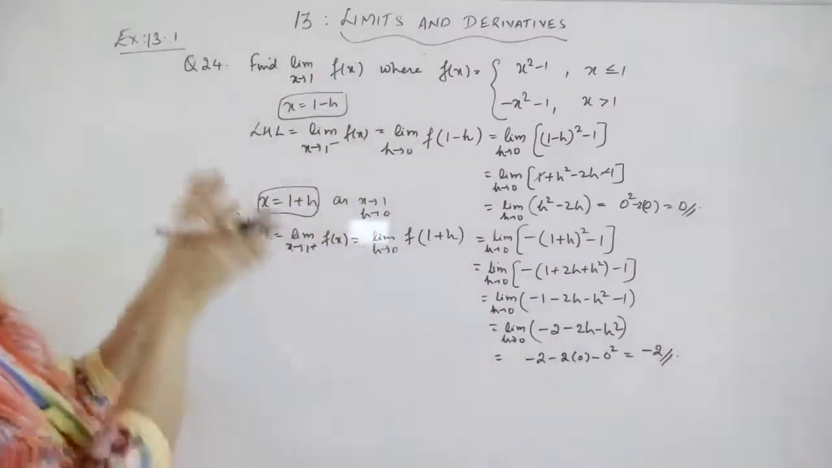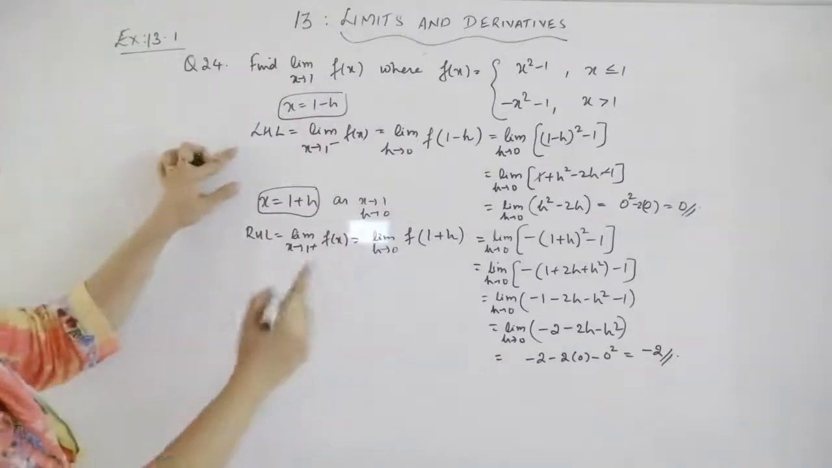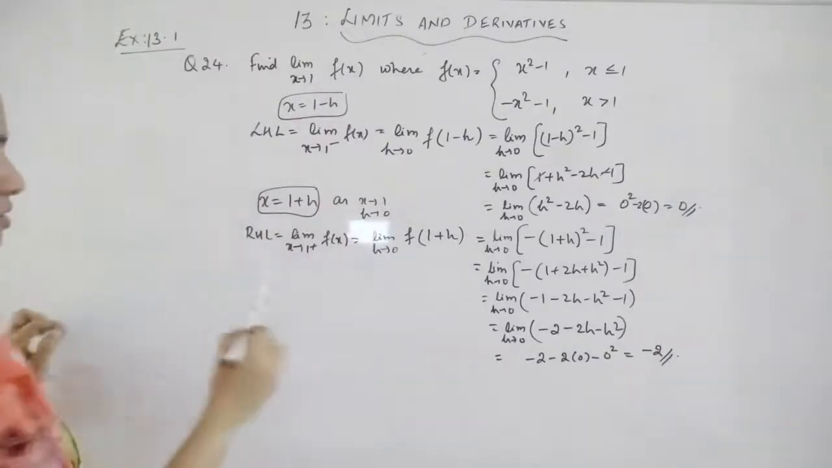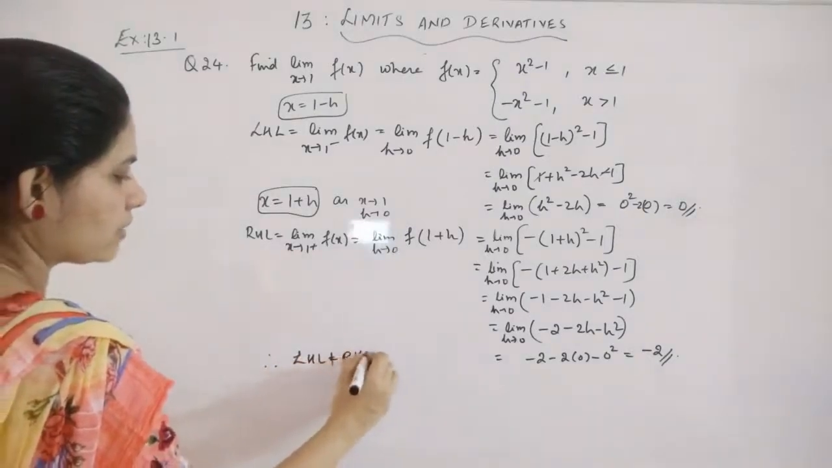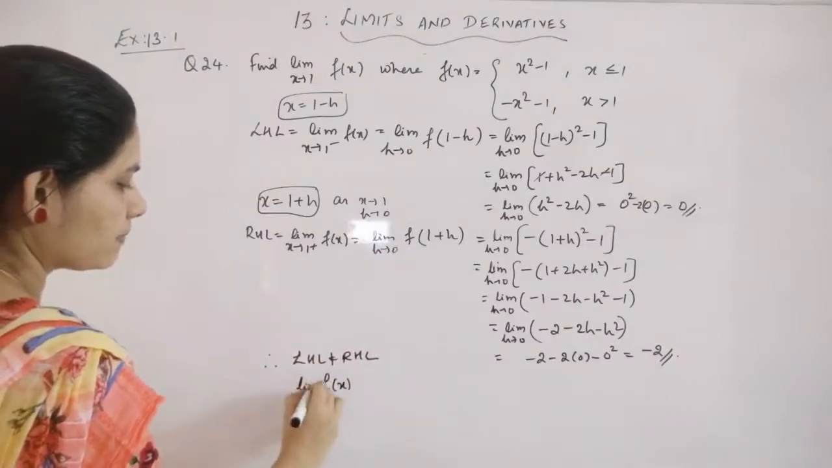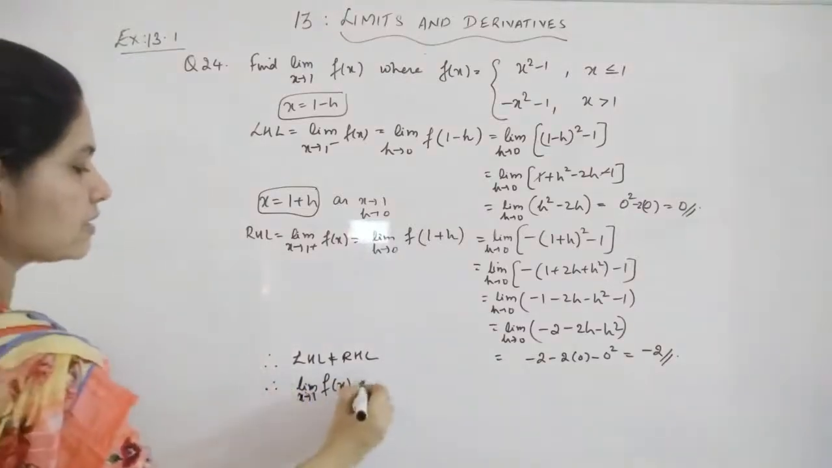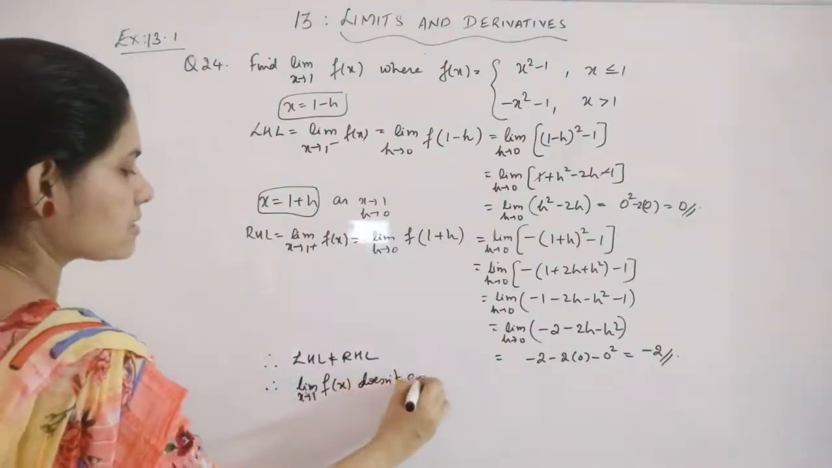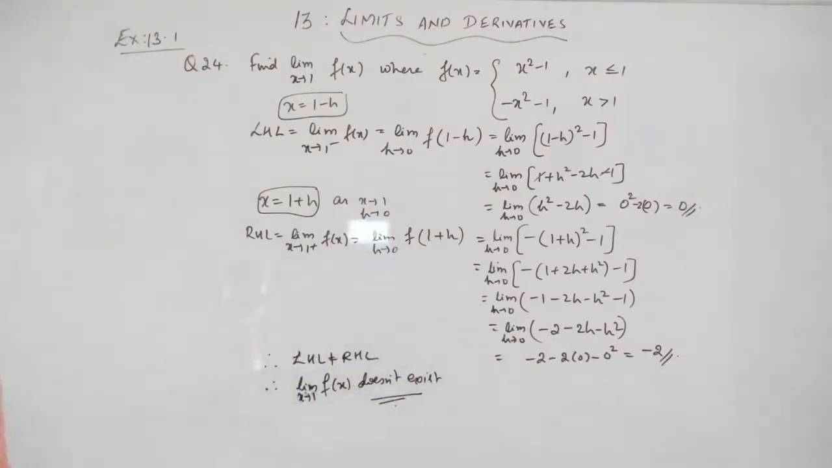So you can see that the left hand limit and right hand limit are not equal here also. Okay, left hand limit is 0 and right hand limit is minus 2. So you can say the left hand limit is not equal to the right hand limit. Therefore, the function's limit at x equal to 1, or you can say limit x tends to 1 f of x, doesn't exist. So in either manner you can do the problem.